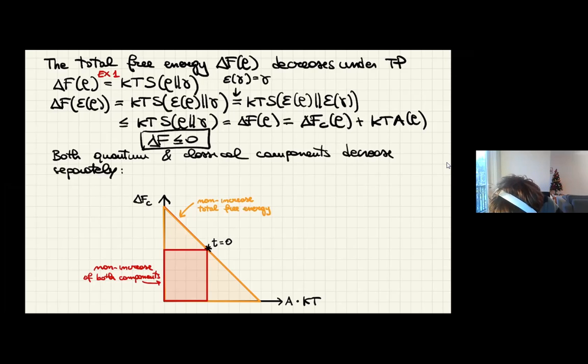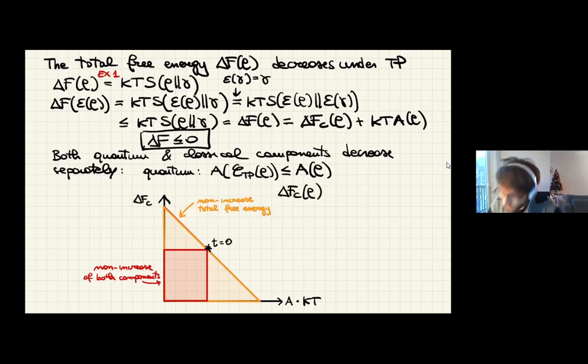For the quantum one, well, the quantum one is basically just the asymmetry. And we proved before that the asymmetry is decreasing under any symmetric process, including thermal processes, which, as we know, are an example of symmetric processes. And then for the classical part of the free energy, how do we see that it's always decreasing?